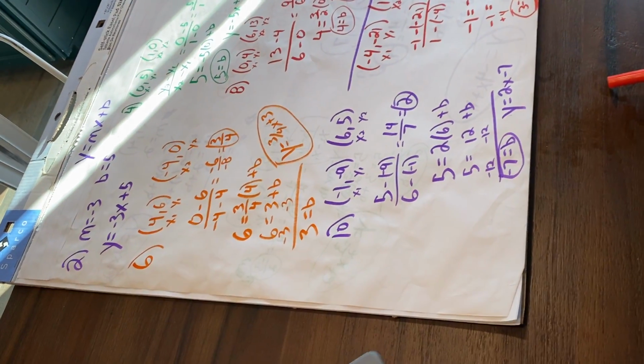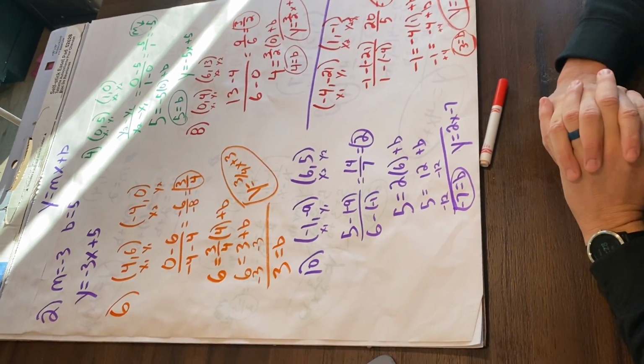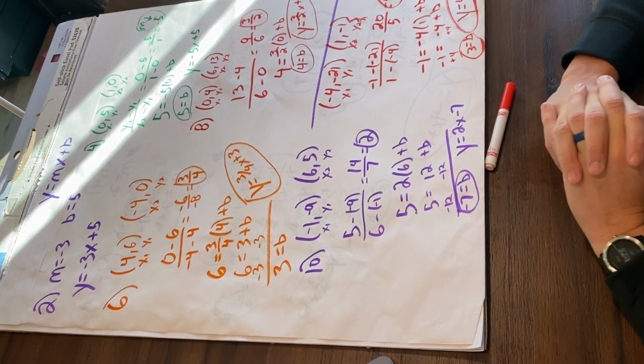For number 16, A would have been y equals 23x plus 30. And then I'm not worried about B right now, but C would be $214.